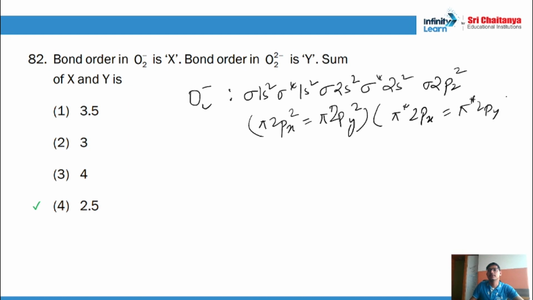Normally, if it is an oxygen molecule, we have one electron each in pi star 2px and pi star 2py. In the case of O2 minus, you will have one more electron, so it will be 2 and 1. Is that clear? So that is how you can find the bond order. So in O2 minus it will be 1.5, and in O2 2 minus it will be 1. So the sum of the bond orders is 2.5. Clear?